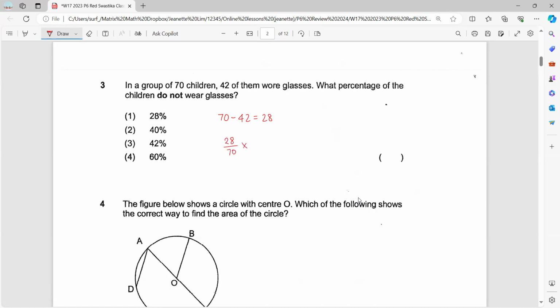To change it to percentage, we times 100. Okay, so we simplify 28 and 70. You can both divide by, or you can cancel the 0 first with the 100. So 28 divided by 7 gives us 4 over 1. So this is 40%. Okay, so this is number 2.